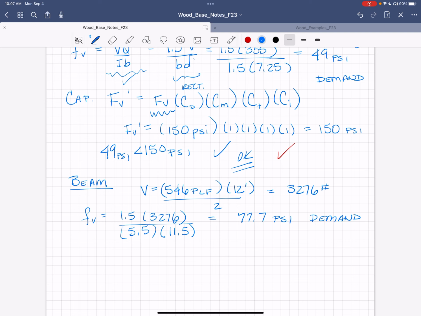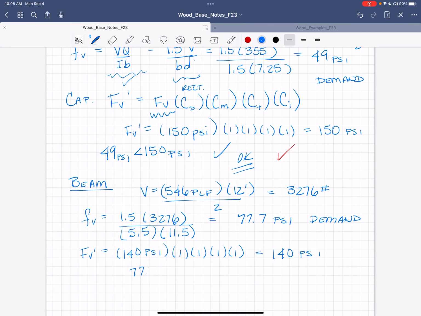Capacity side, F sub V prime, same idea. You look this up and you get 140 psi times, all these also end up to be 1. I get 140 psi. And so I've got 77.7 less than 140 psi. Awesome. Okay for shear. Now we do have to check the notch.